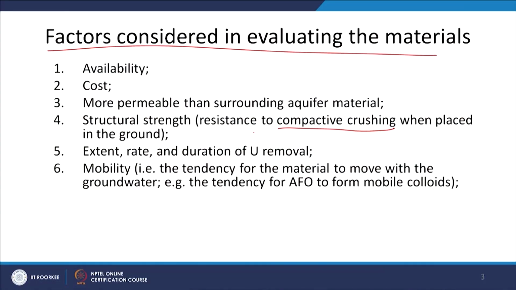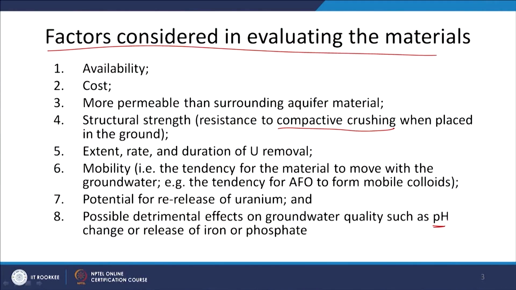That's something you'll get from the column and batch tests, right? And mobility, right? The PRB material should not be mobile, or should not be made more mobile once it interacts with the relevant contaminant. And there is the potential for desorption or release of uranium once the uncontaminated groundwater comes in contact with your PRB, that's something else. And then obviously you are going to have issues with respect to pH change or iron and phosphate release, because that's what we are looking at.